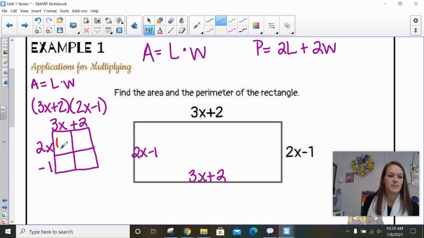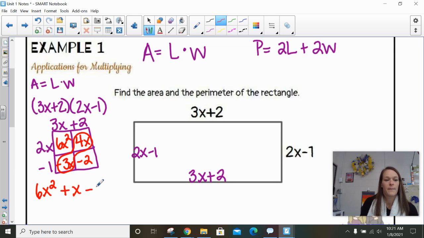2x times 3x, that's 6x squared. 2x times 2 is 4x. 3x times negative 1, that's negative 3x. And then negative 1 times 2 is negative 2. All right, and then I want to combine like terms, which are right here in this little middle section. So 6x squared. Now, negative 3x plus 4x is just 1x, so I'm just going to put plus x minus 2. And that is the expression for the area.